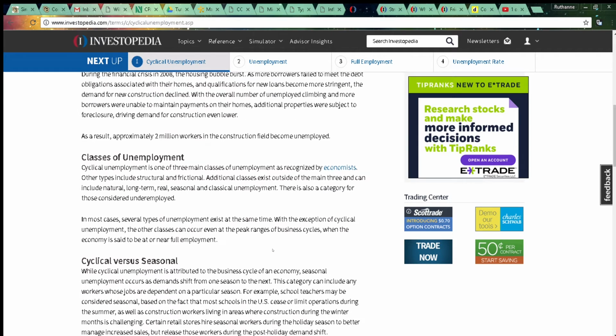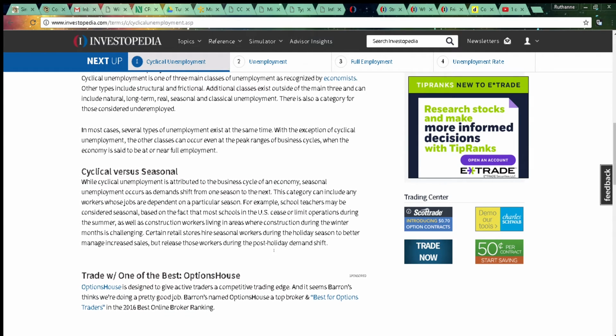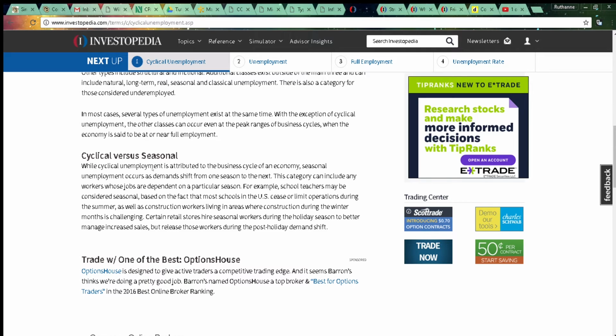Okay, so we talked about cyclical. We'll go ahead and scroll down and look at cyclical versus seasonal because there's a difference. Cyclical is attributed to a business cycle of the economy. Seasonal unemployment occurs as demand shifts from one season to the next. So a business cycle of an economy is not necessarily linked to any specific period of time. It's just a description of the ebb and flow that the economy goes through.